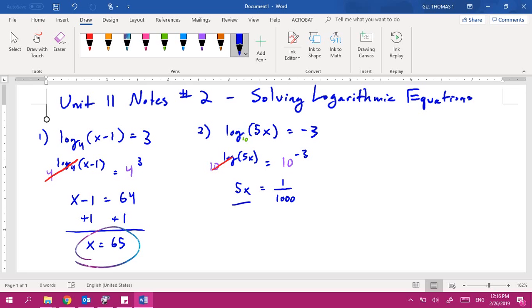Divide by 5. And if I'm dividing by 5, then what's my fraction going to end up being? 1 over 5,000, that's right. If you're dividing, the fraction should get even smaller. So, pretty much just multiplying that 5 to the bottom. So x equals 1 over 5,000. That is correct.